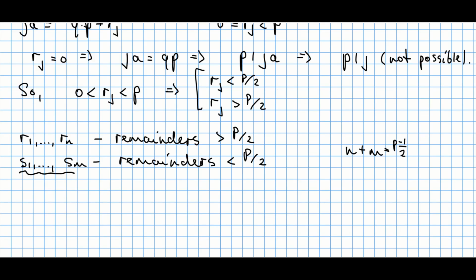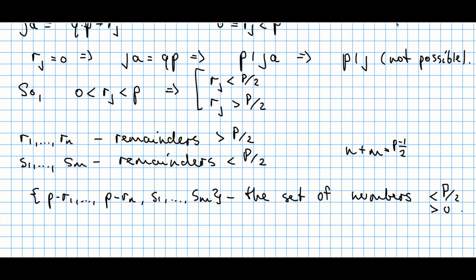Now I see that those S numbers are strictly less than P over 2. But now I would like to do some modification in order to make those R numbers also strictly less than P over 2. The modification here is straightforward. You just take P and subtract R1, then R2, and then Rn. And those numbers are going to be also strictly less than P over 2. And we just add S1 through Sm, those are strictly less than P over 2. And thus, this is a set of numbers strictly less than P over 2 and strictly bigger than 0. And the total amount here is (P minus 1) over 2.